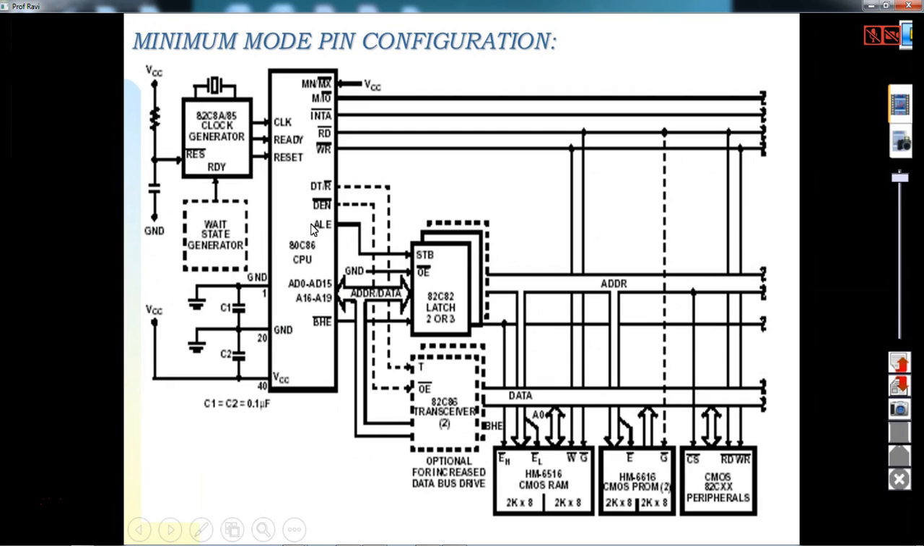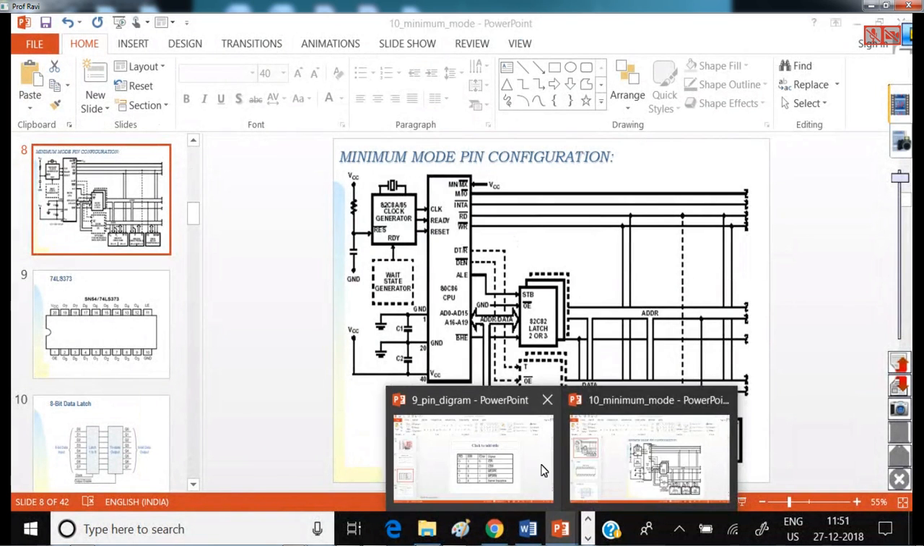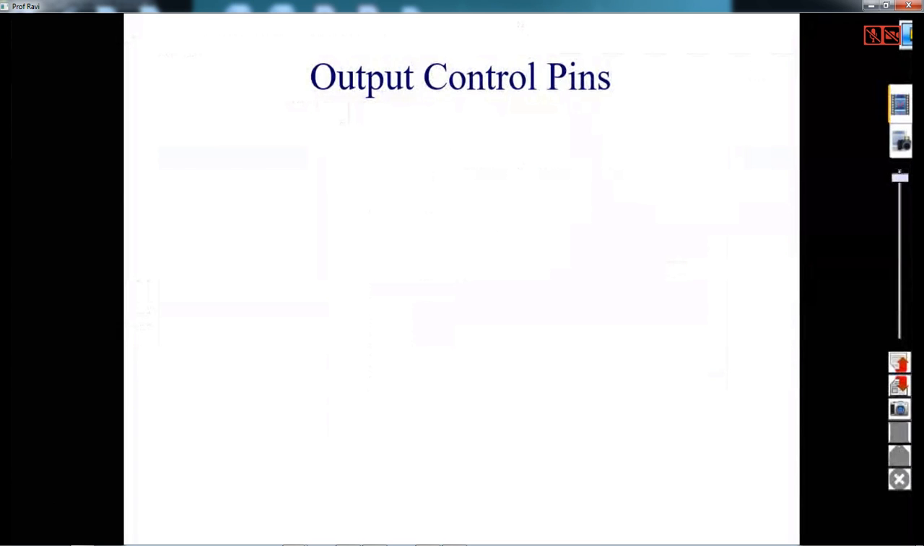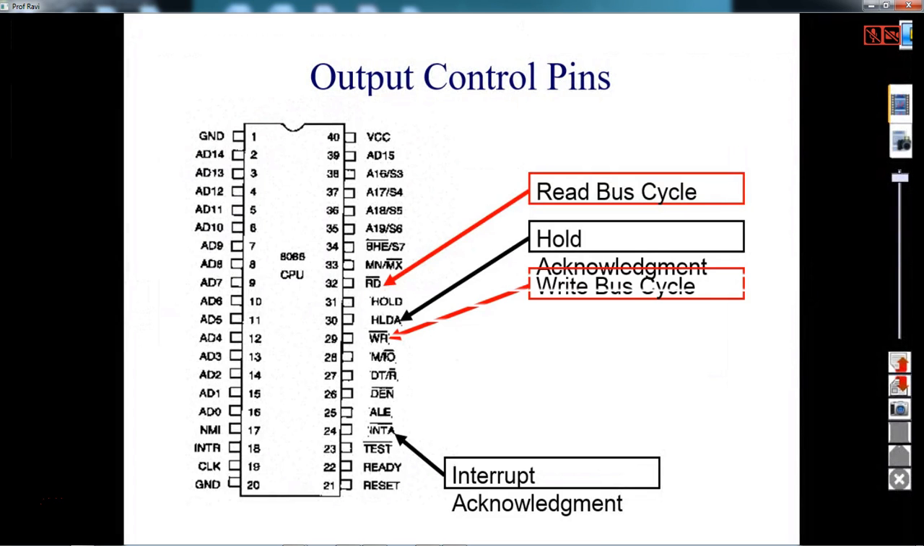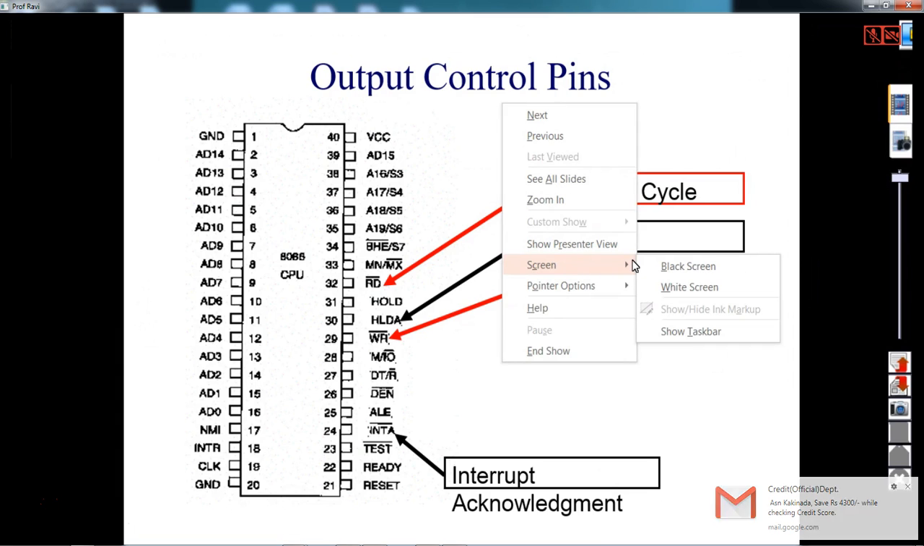And here you need to know one more pin, which is DT by R bar and data enable. So these are the pins. Read bar and write bar is what you need to know. So now let us try to see the details of those particular pins, and then we can come back. Here you have a few pins like write bar and read bar. These two pins indicate when the processor is doing a reading operation or a writing operation.